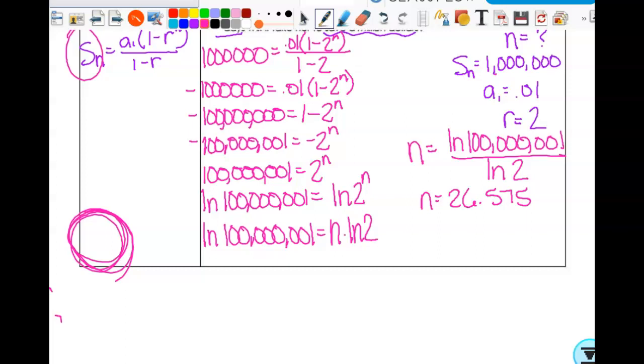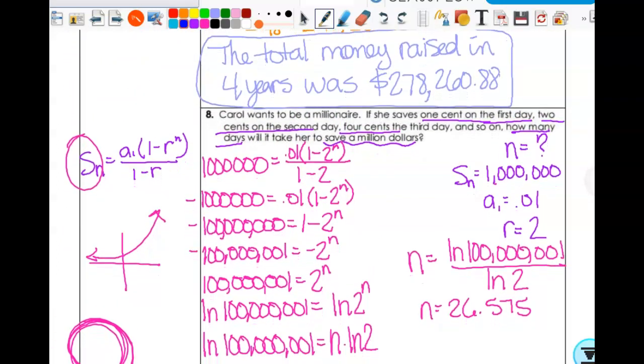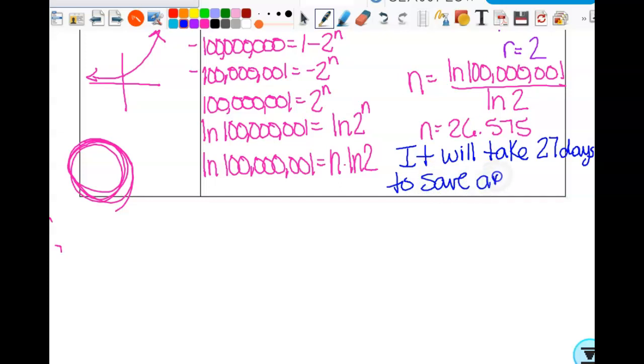Kind of logically. Okay. But this is why, so this is an exponential growth, right? Exponential growth, that's what happens. It starts off and then boom, it just goes crazy because you keep doubling big numbers. Okay, good. So then we need to write our answer. How many days will it take? It will take 27, because we're talking days, right? 27 days to save $1 million.